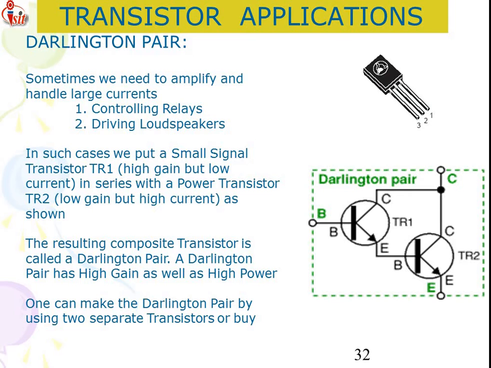In such a case, we put a small signal transistor TR1, high gain but low current, in series with the power transistor TR2, low gain but high current, as shown over here. The resulting composite transistor is called a Darlington pair. A Darlington pair has a high gain as well as high power. One can make the Darlington pair by using 2 separate transistors.